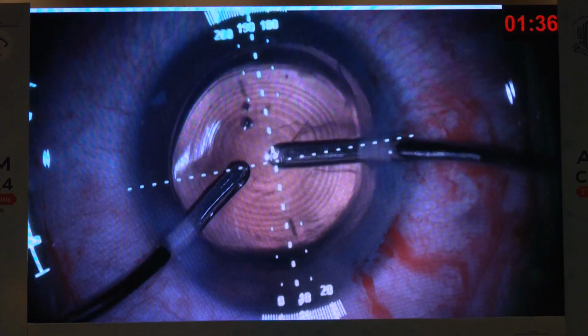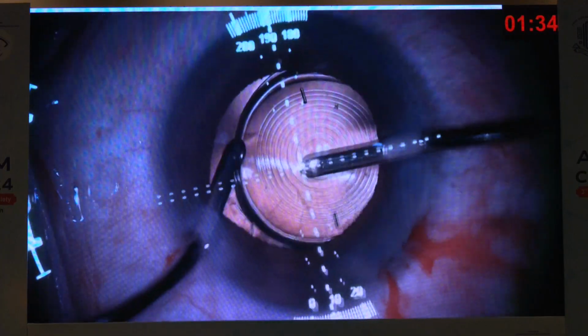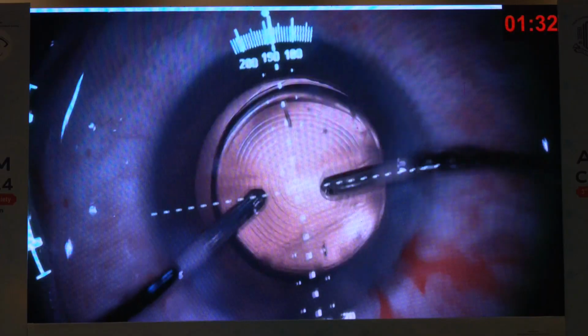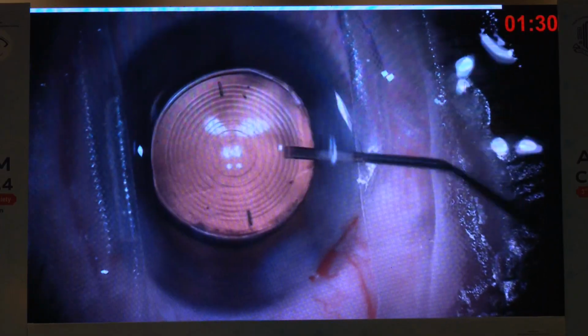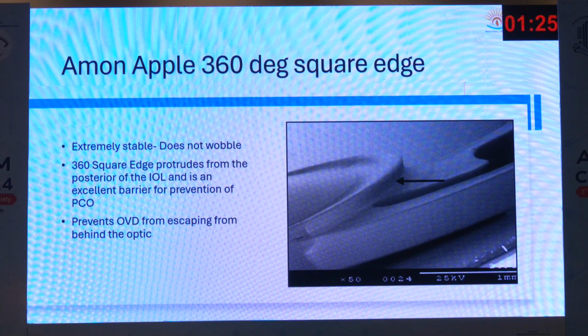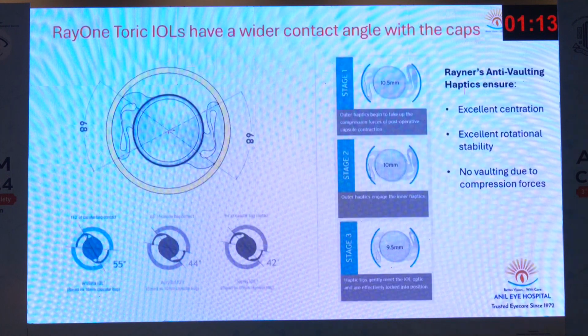Here you can see the rings, and remember, for all these cases you have to wash off the viscoelastic from underneath the lens also. Moreover, because it's a toric, and also because this has an Amon apple 360 degree square edge. So even if it was not a toric, because of this square edge, it gives very good rotational stability, but you have to wash out the viscoelastic from behind the lens.